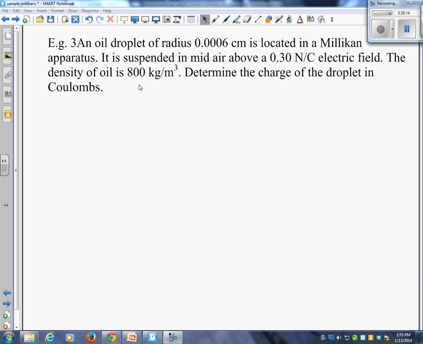Is it supposed to be 800? It's kilograms per cubic meter. If you have a cubic meter of oil, a big cardboard box full of oil, it would weigh 800 kilograms. Does that break down to 800 grams per centimeter?